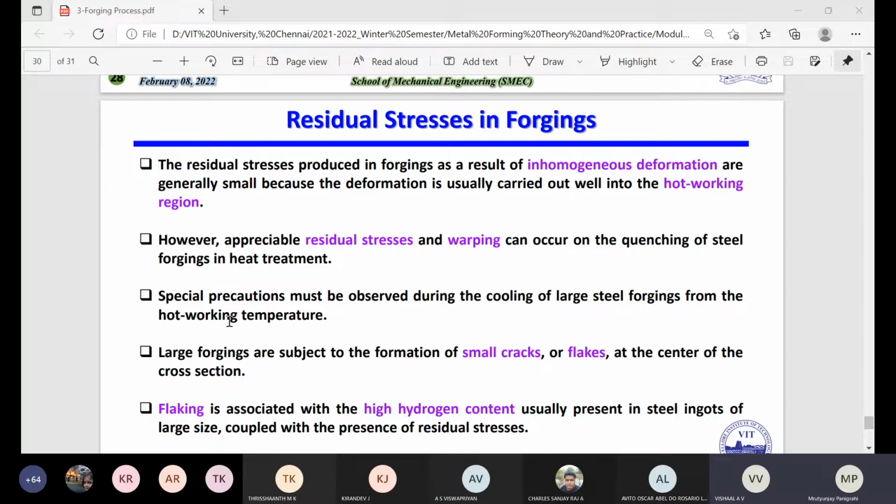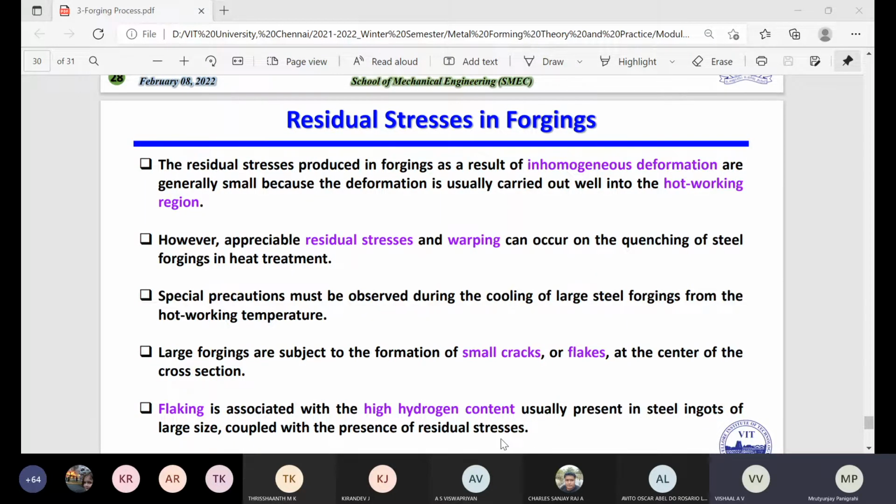I told you in the introduction part, of course, you have to go for the large scale. But if you are thinking about it, maybe you are finding again some difficulty or even some limitation there. So what are the limitations? Large forgings are subjected to the formation of small cracks or flakes. And the flaking is associated with the high hydrogen content, usually present in steel ingots, large size coupled with the presence of residual stresses.